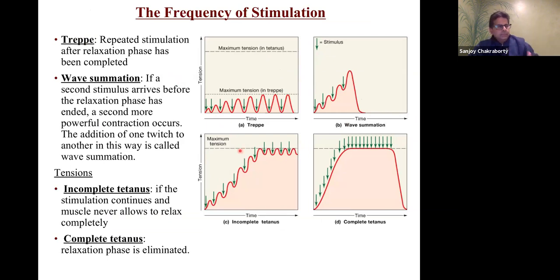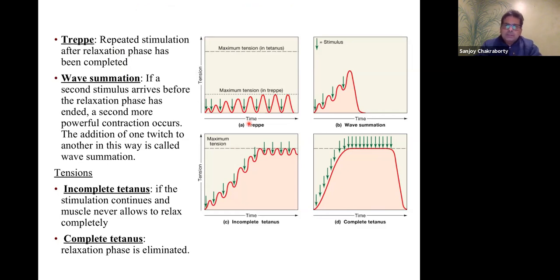So the repeated stimulation after the relaxation period is over, the tension keeps rising until it reaches an equilibrium. Now the question is why? Why is it happening? I'll give you an easy example to understand why it is happening. So let's go back here.